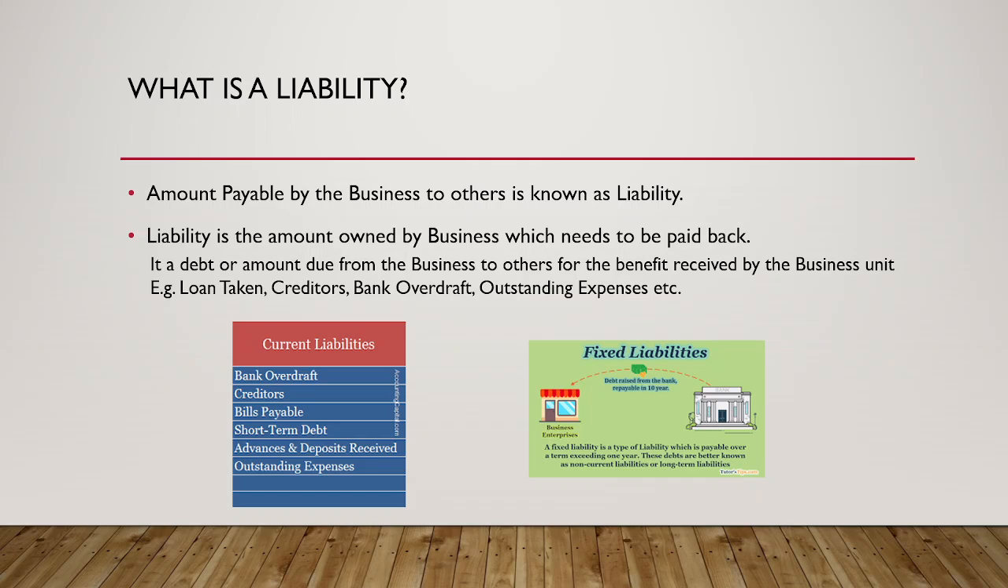Why? Because sometimes there may not be some cash in the account, but they want to urgently make the payments. So the bank will provide them some marginal overdraft, say around 5,000, 10,000. So even though there is no money in the bank, the check will be cleared and it will not bounce. So that is bank overdraft.